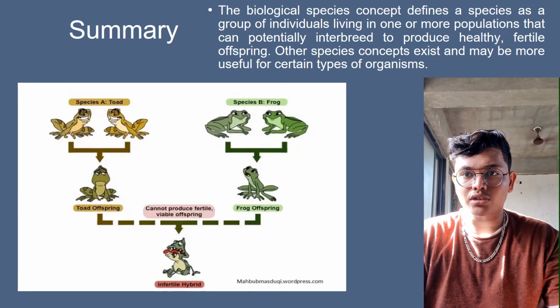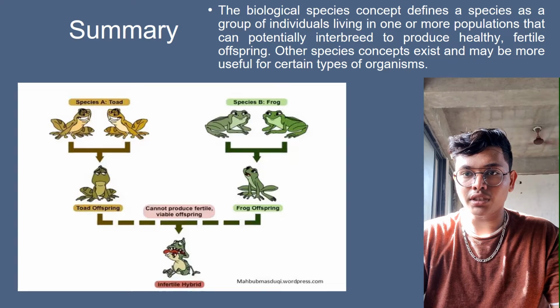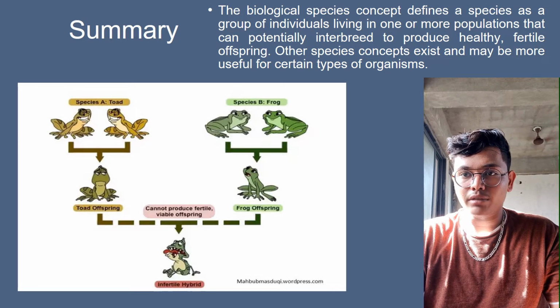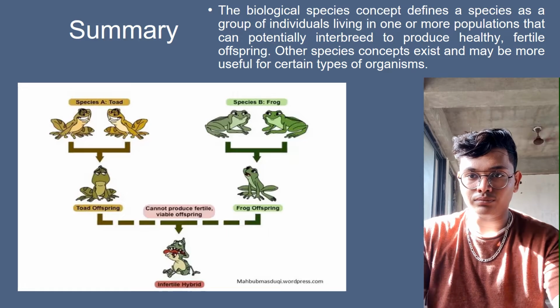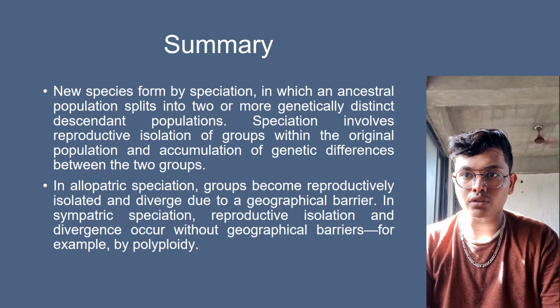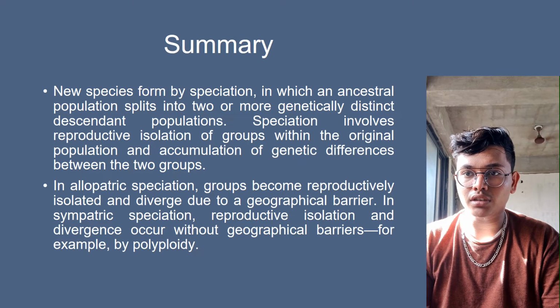Summary. The biological species concept defines a species as a group of individuals living in one or more populations that can potentially interbreed to produce healthy, fertile offspring. Other species concepts exist and may be more useful for certain types of organisms. New species form by speciation, in which an ancestral population splits into two or more genetically distinct descendant populations.